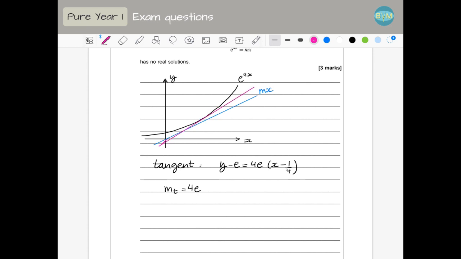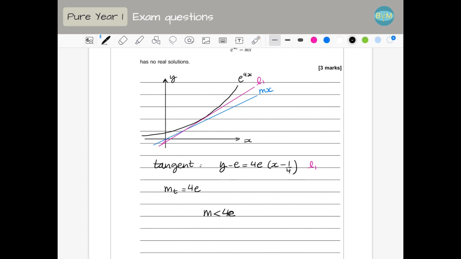So let's say this is the tangent, this line, L1. Any gradient below this one and up to 0 is not going to cut the line. So that's my m. m should be smaller than 4e. I cannot include the equal, because if I include the equal, it will cut in 1 point.